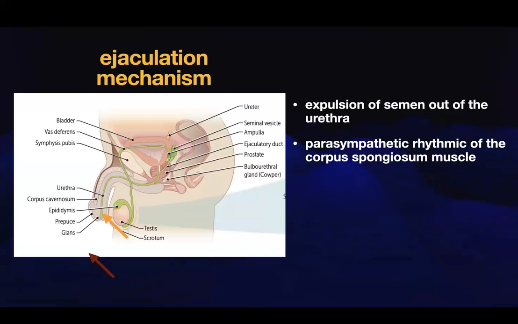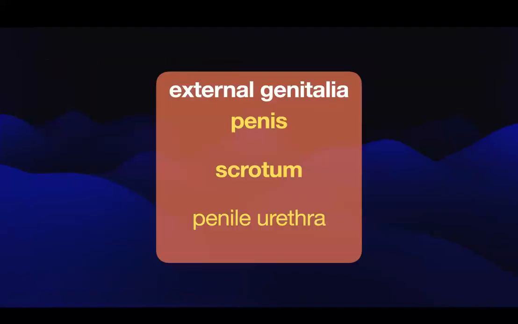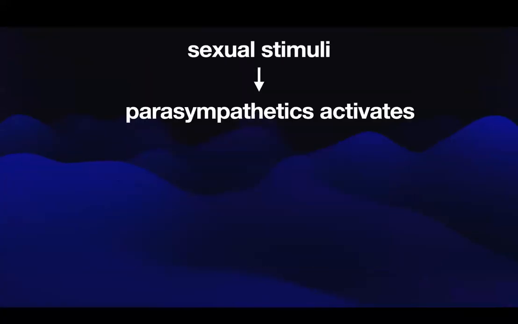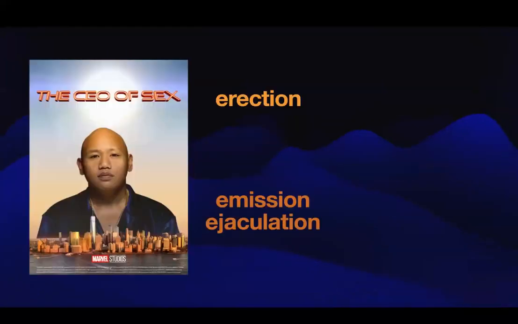And finally, the last step, which is ejaculation, is the expulsion of semen from the urethra out of the body, right? And this is now, again, a parasympathetic response. It is that rhythmic contraction of the corpus spongiosum. And again, why am I mentioning corpus spongiosum? Because if you remember the goofy histology photo way back, and I mentioned it's important because the corpora spongiosum, which makes a smiley face, right, is where the urethra is. So that muscle will contract to squeeze all the semen out of the penis.